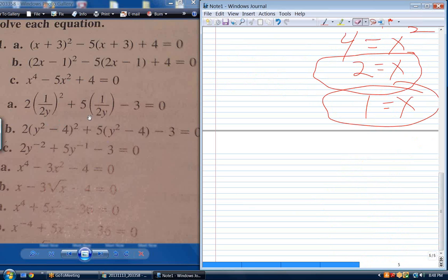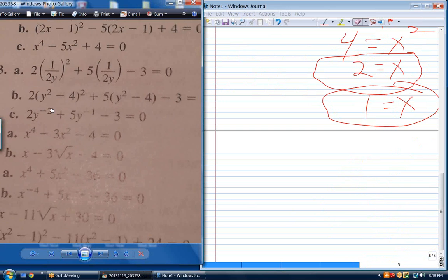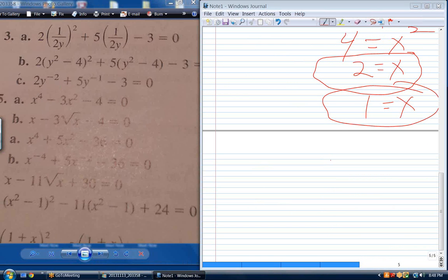Let's do only the odds. Oh, that is an odd. Good, because I wanted to do this one. So what is u going to be for 3a? Yeah. 3a, u equals 1 over 2y. Okay, so the quadratic in u becomes what?